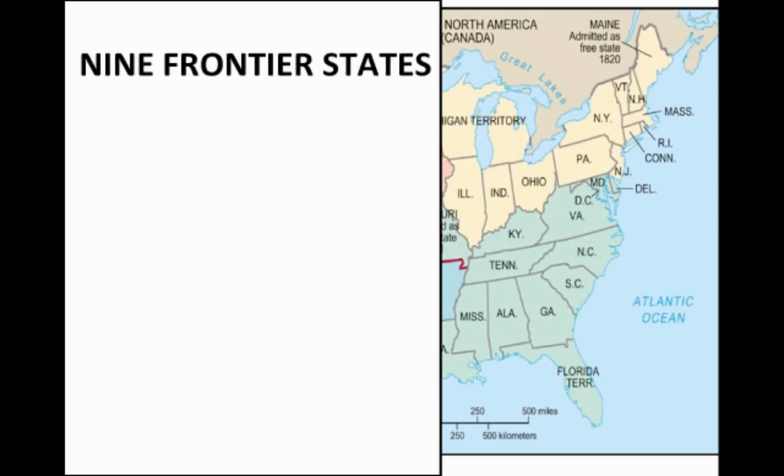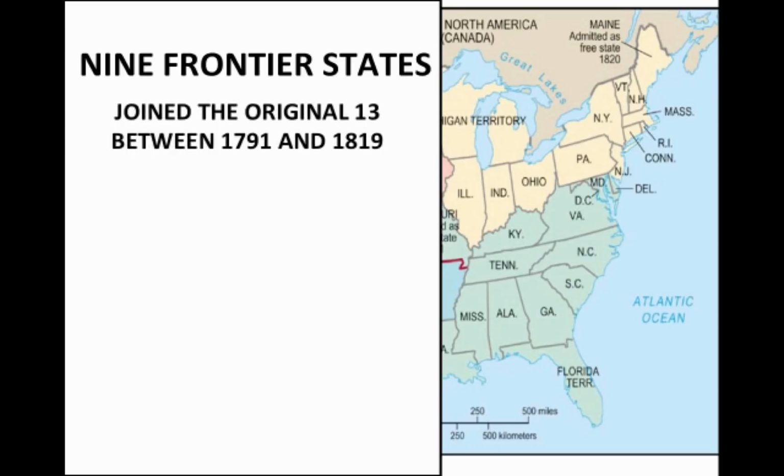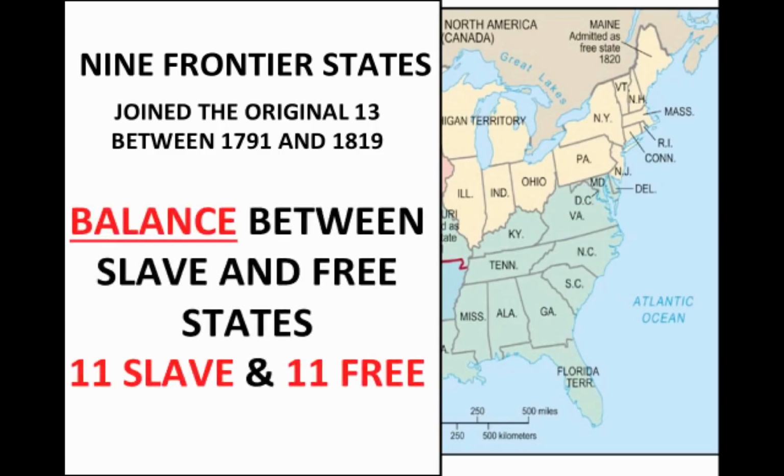What happens is there were 9 frontier states joining the original 13 between the years 1791 and 1819. And the reason why that's significant is that there was a balance between slave and free states. There were 11 each. So you see over there on the map, there were 11 free states in the yellow and 11 slave states over in the green. So there was this balance between slave and free states. And the reason why this matters is representation in Congress. Both of these regions, the North and the South, could pursue their own sectional interest.